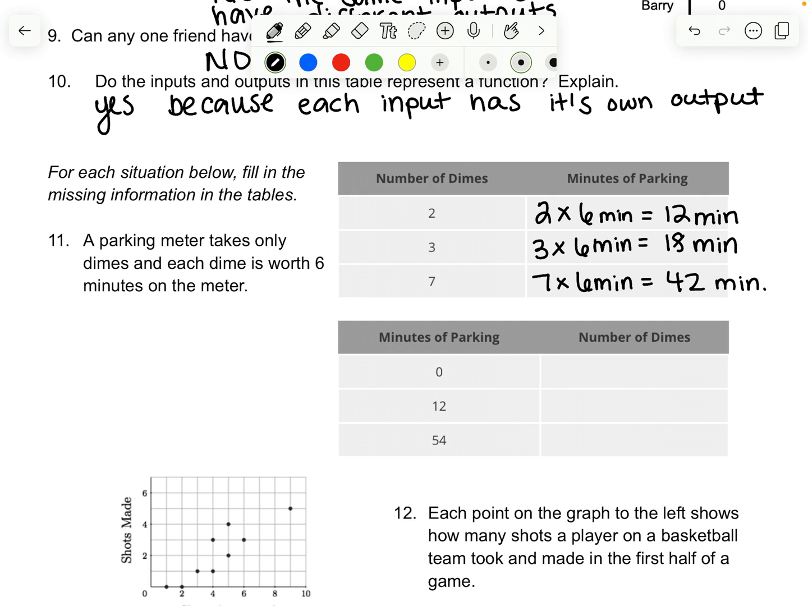Okay, let's go ahead and go to the second table. This time it gives you the amount of parking that you would receive, but you need to figure out how many dimes it would take to have that much parking. So I'm going to wait about 30 seconds. I would like you to try to fill in your answers on your own. You again can use a calculator if you would like to. So I'm going to give you 30 seconds starting now.